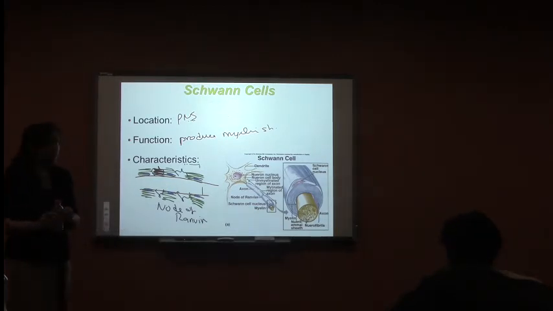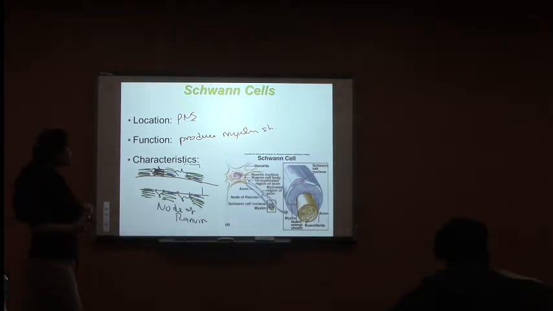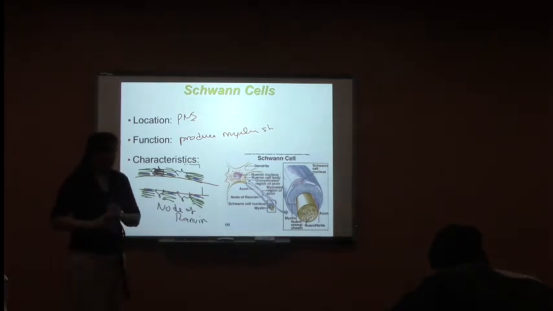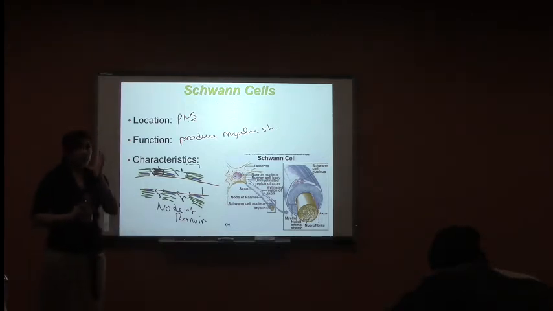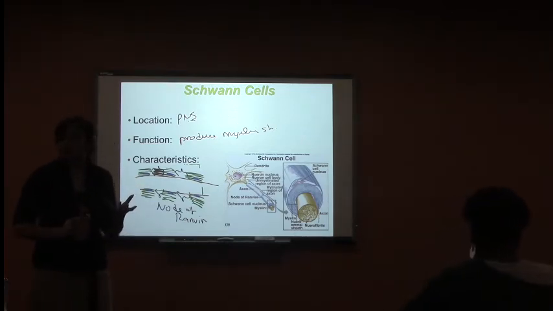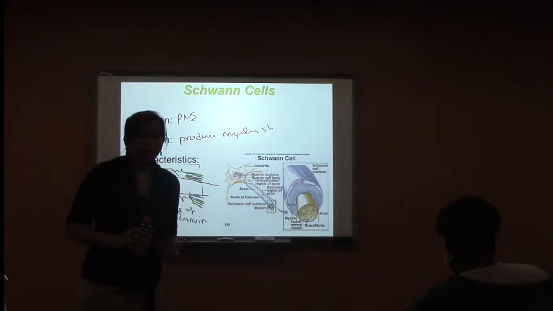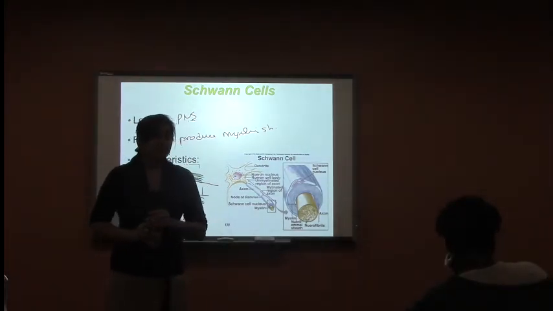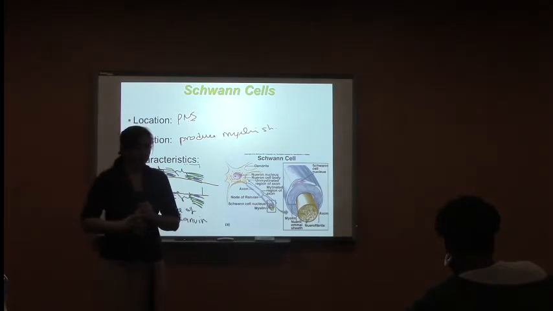What is the green again? Green is the myelin sheet. Red is the axon. Green is the myelin sheet. Blue is the Schwann cell. And the black are the bare areas of the axon, where the axon is actually exposed. And you don't call it bare axon, you actually call it node of Ranvier. Node of Ranvier. Okay? Does that make sense?